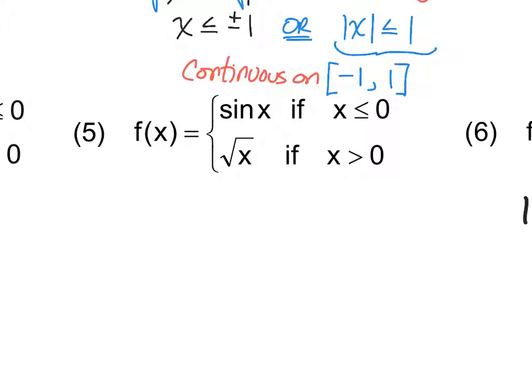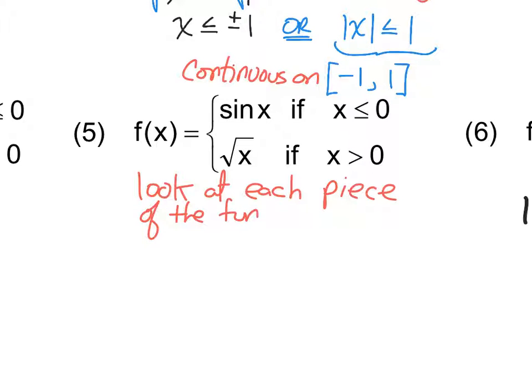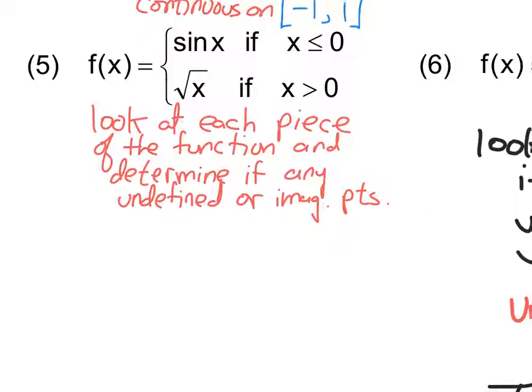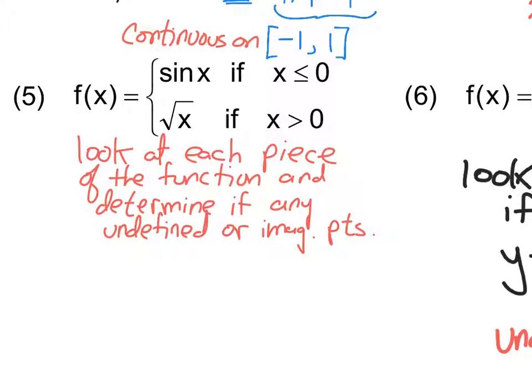The first thing we're going to do is look at each function, and I'll say specifically each piece of the function, and determine if there are any undefined or imaginary points. So look at each piece of the function, determine if there's any undefined or imaginary points. I'm using that language on purpose because I really do ideally want you to just look at the two functions and see. Because in most cases, you're not going to have to do any algebra to determine that.